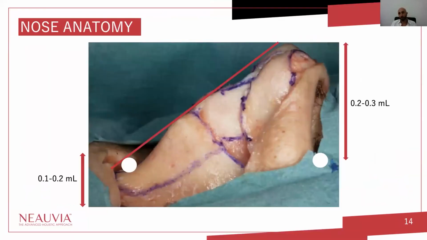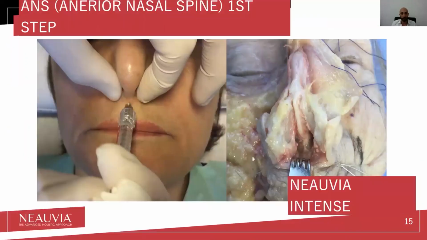Usually my plan starts by identifying the so-called key area, that is the area of connection of the ULC and the nasal bones. I trace a line passing through this point so I can understand how much I have to project the tip and how much I have to fill the radix.